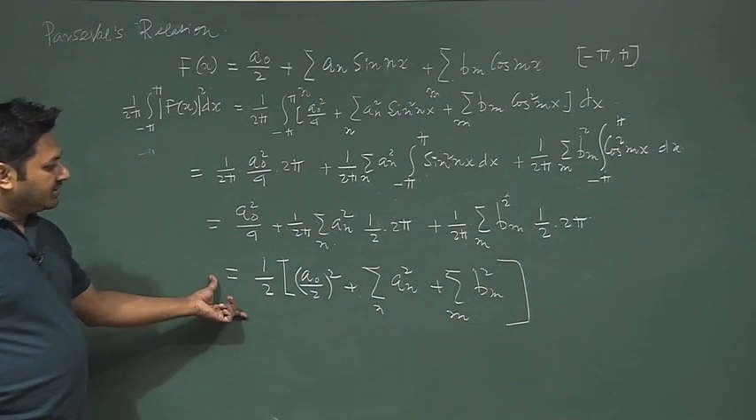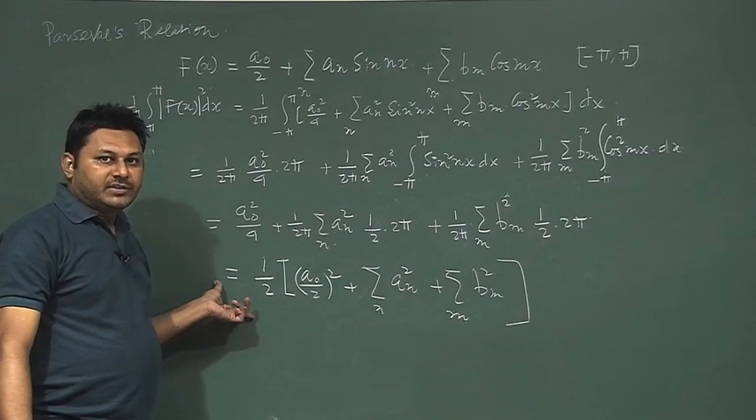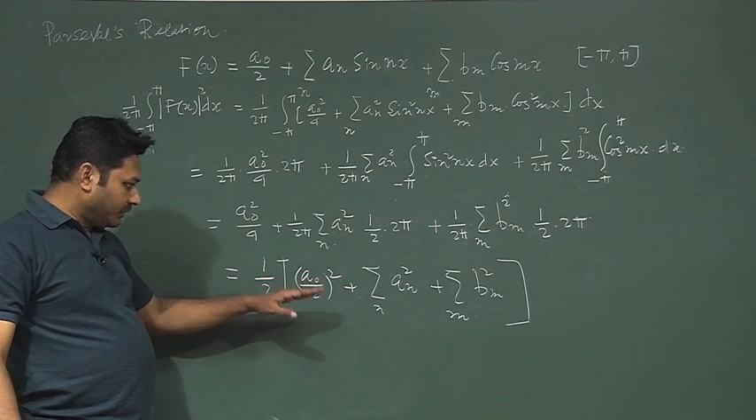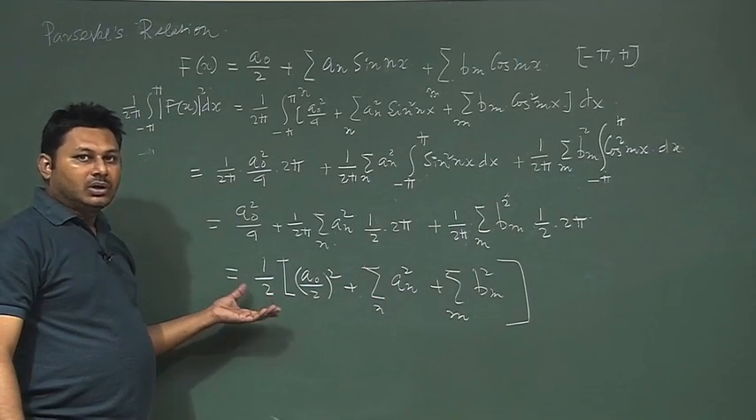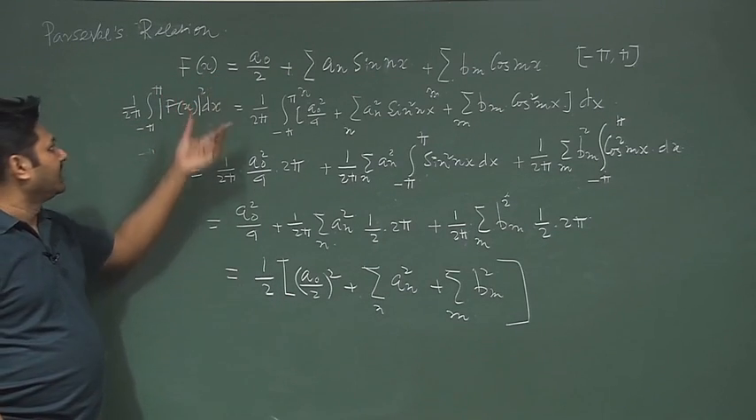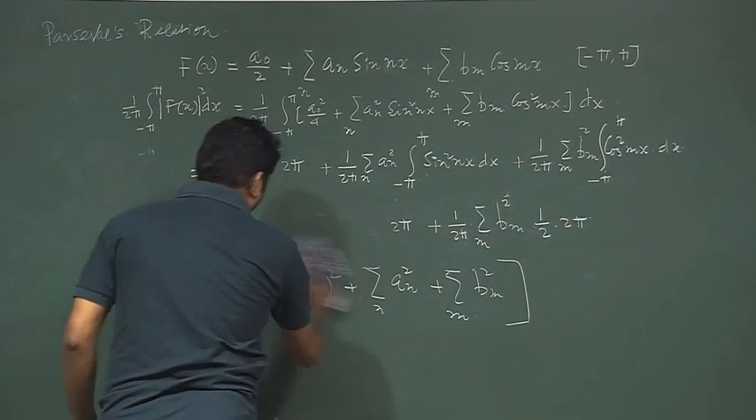So, the average value is related to the coefficients. If I have the values of the coefficients, I square and add them and divide by 2, and the value I get is basically the average of this function. This relation is called the Parseval relation.